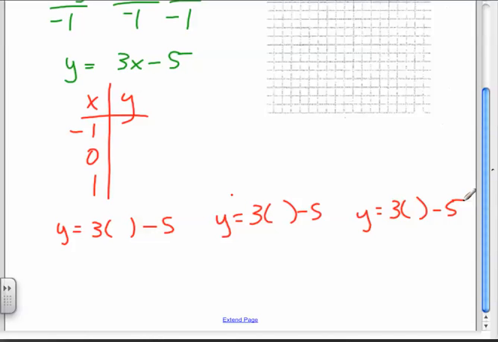Now, guys, you may remember that we always want to choose 3 points to make sure that they show up in a straight line. Just sort of make sure that you don't make a mistake when you're finding out what the y values are. Okay?